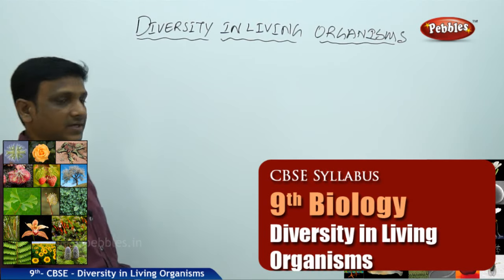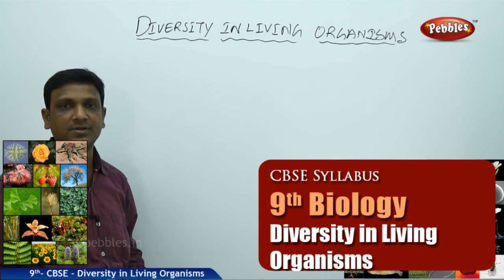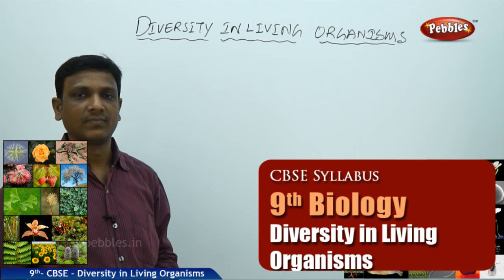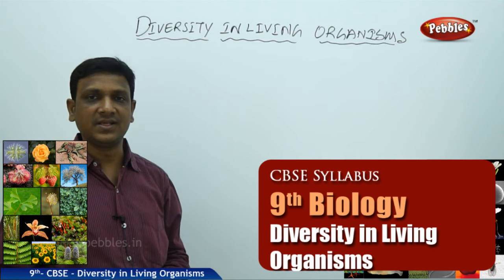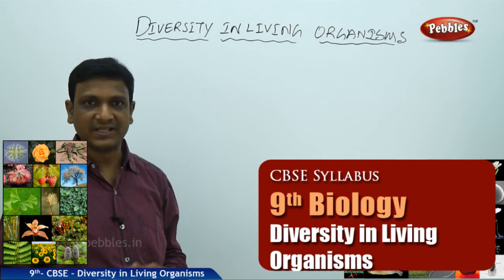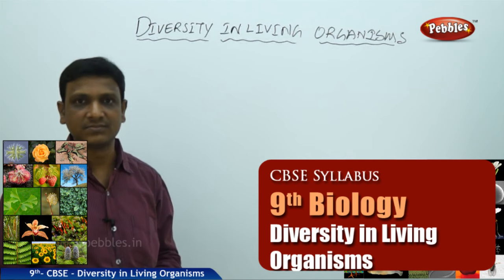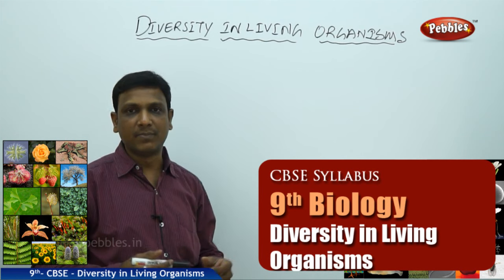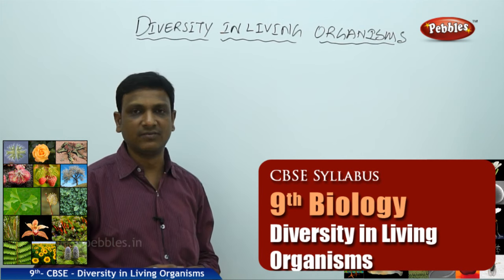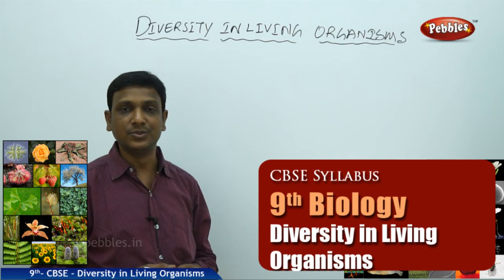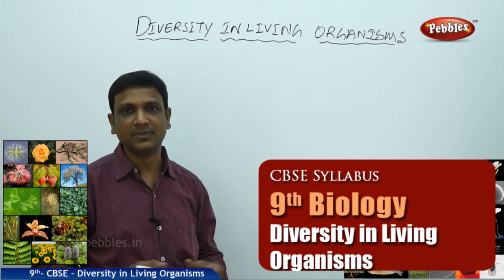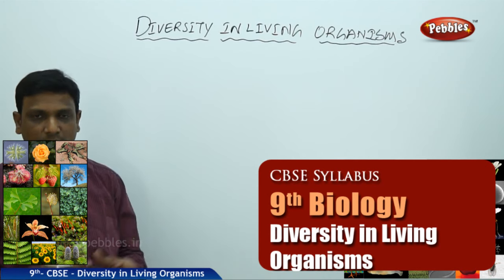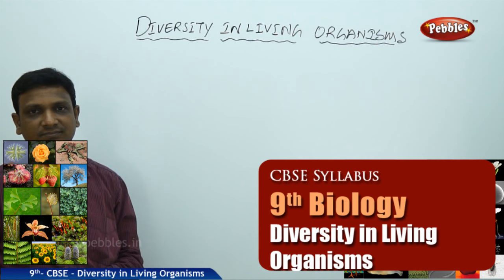Diversity in living organisms is the next chapter. So here we are going to study the living organisms that we generally see in the natural world with our naked eyes. We can see different organisms. Basically, they include plants and animals. If you go to a park, you see different kinds of plants or trees, and you see grass, and you see different people. So you see different organisms, but what is the range of that difference?